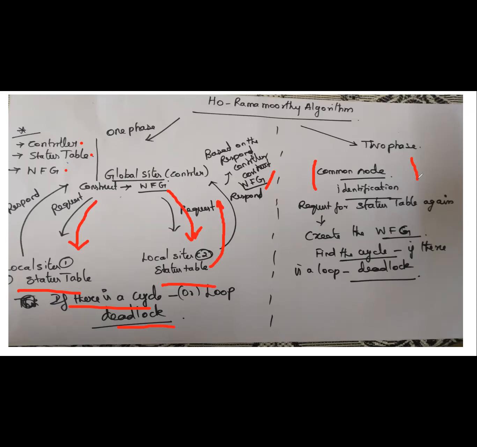Now what is the global site going to do? Again they are going to create a wait-for graph, and if there is still a cyclic wait, nobody can help. The resource allocation cannot happen for this particular site because 100% they are going to get into a deadlock situation. I hope you have understood. Okay, so let me move on to the next one.